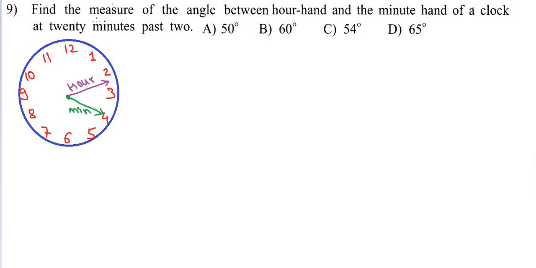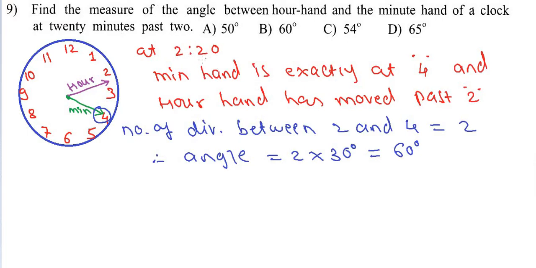MCQ number 9. Find the measure of the angle between hour hand and minute hand of a clock at 20 minutes past 2, that is at 2:20. Now at 2:20, the minute hand is exactly at 4 and the hour hand has moved just past 2. So now let us try to locate the angle between them. So at 2:20, the minute hand is exactly at 4, right? And the hour hand has moved past 2.